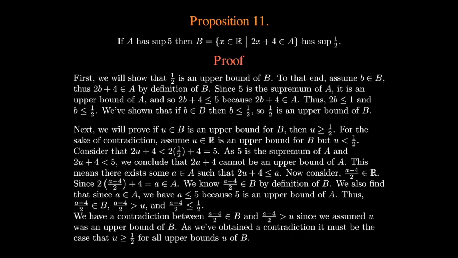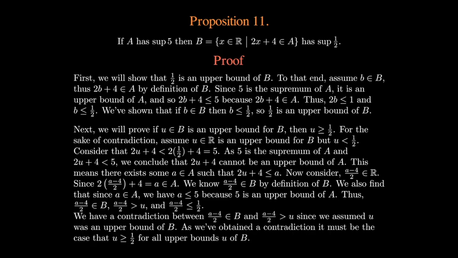Since 5 is the supremum of A, it is an upper bound of A, and so 2b plus 4 will be less than or equal to 5, because 2b plus 4 was in A. Thus, 2b is less than or equal to 1, and b is less than or equal to 1/2. We've shown that if little b is in B, then little b is less than or equal to 1/2, so 1/2 is an upper bound of B.